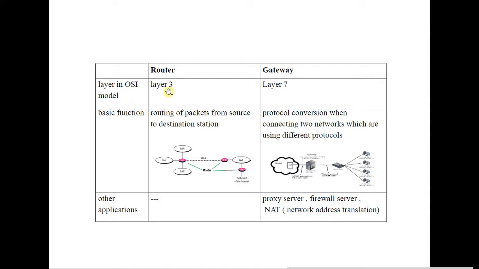The difference between router and gateway. The router works at layer 3 of the OSI model, the gateway works at layer 7 of the OSI model. The basic function of a router is routing of packets from source to destination, and the basic function of a gateway is protocol conversion. So it converts the protocol from one type of network to another type of network. The application: a router is used to send the packet to a particular destination, and we can also use a gateway, other than for conversion of protocol, for other applications like proxy server, firewall server, and network address translation.